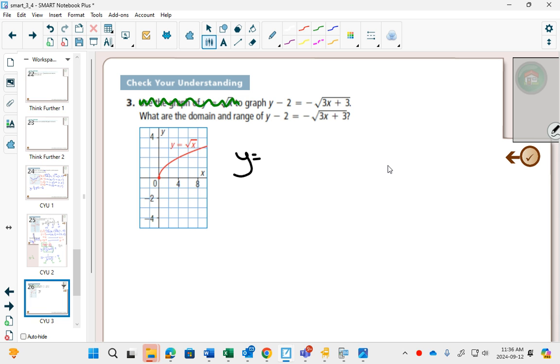What's this negative going to be? Vertical reflection. What's that 3 going to be? Horizontal compression, because you do 1/3. That 3? Horizontal translation. And the 2, when I move it over, will be a vertical translation. Okay? And the 2 would be up or down? Up. The 3? Left, 3 left.